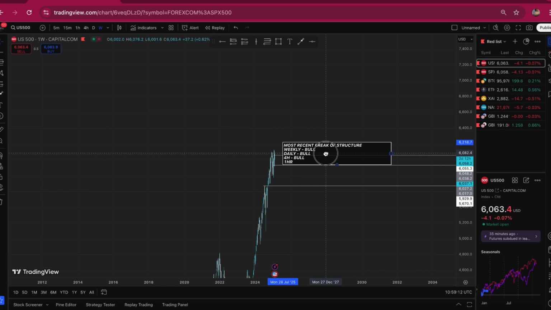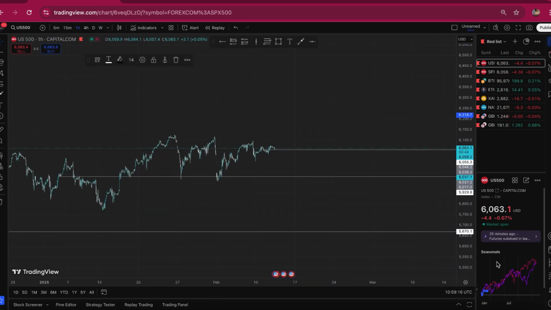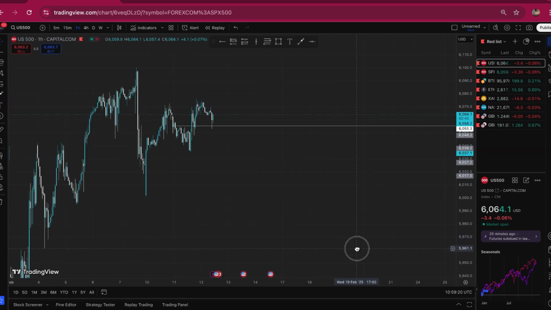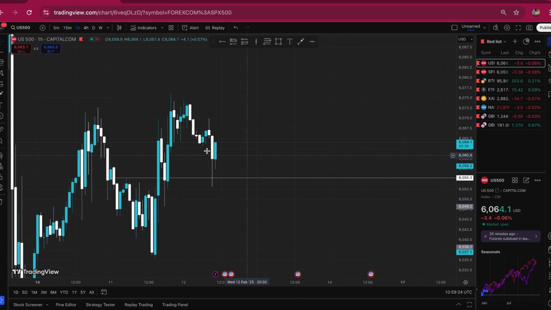Let's move that up. And then finally, it is the 1-hour chart. It's pretty much straight away again. You can see that the most recent break structure was a bearish break structure. So price went up, came down, created a high, then the low broke below that.